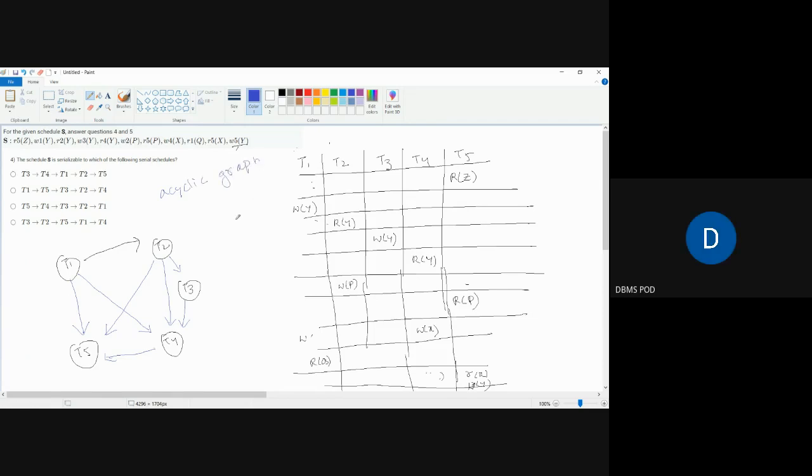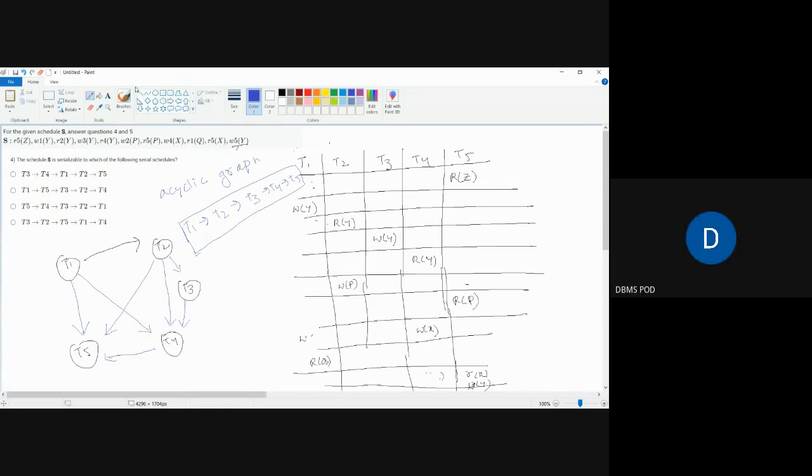And if you draw that, there will be T1, then T2, then T3, then T4, and then T5. So this one will be the serial schedule, correct? Yes, correct. Then it is possibly view serializable, right?